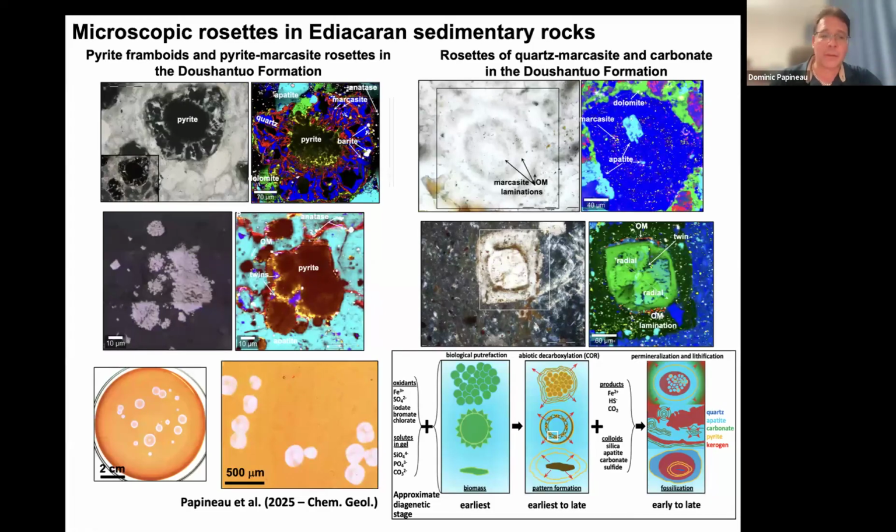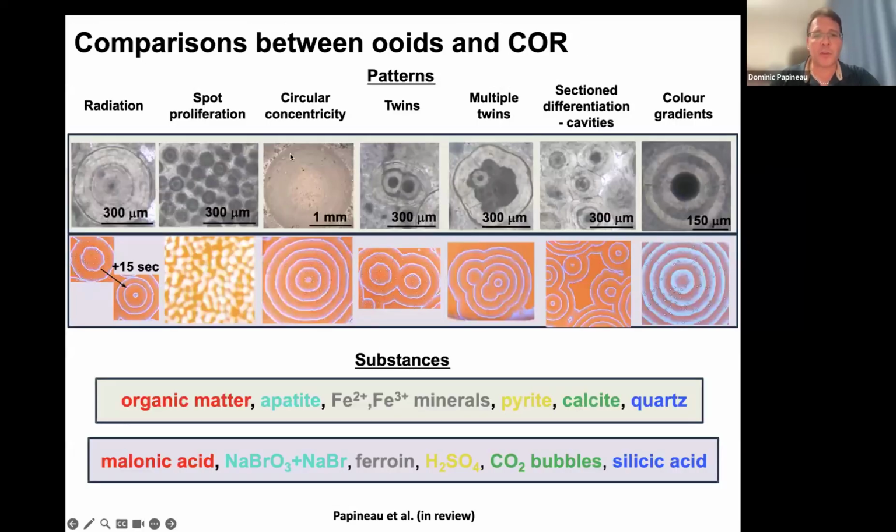And this is one of the latest papers I have about this, addressing this problem and comparing it to ooids. So you have here on the first row a number of different ooids that show radiation, spot proliferation, circular concentricity, all these things. These patterns are seen in COR, as I told you earlier. You see the CO2 bubbles, and then you can compare the substances. Comparing the patterns and the substances of these objects, I think, is the best way to go, because there's nothing else after that. Here, of course, we could be a lot more detailed about the substance, but we can compare the presence of organic matter, which is ubiquitous in ooids, along with malonic acid, the COR, the apatite, which probably contains some bromine, because it's either fluorine, hydroxyl or chlorine that resides in the anionic site. There's often iron 2 plus, iron 3 plus minerals like pyrite or iron oxides in these ooids, and calcite is there and quartz is there. So you see there's a lot of connections that can be made that are based on the substances of these objects.